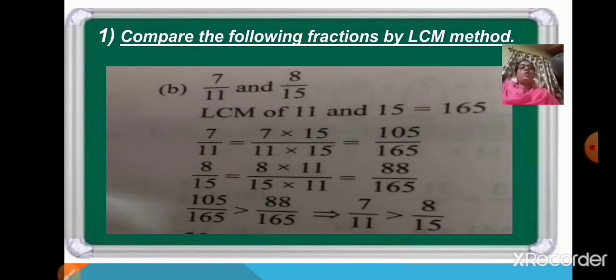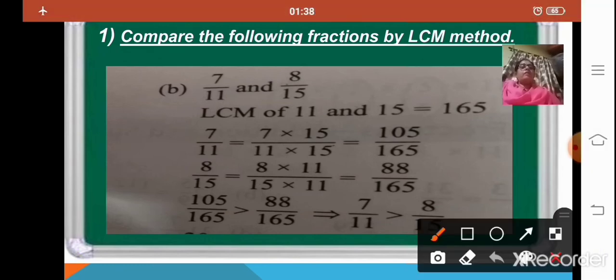This is what we have solved. 7 into 15 we multiplied, that is, first we found the LCM, that is 165. I showed you the method how to find the LCM. Then you multiplied this 15 by we took the first fraction, that is 7 upon 11. Now 11 into 15 will give you 165. The same number 15 is to be multiplied by the numerator also. So your fraction becomes 105 upon 165.